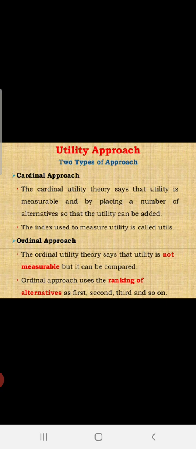Next one is the ordinal measurement. That ordinal measurement is given by Allen and Hicks. Allen and Hicks were two economists. They said that actually in real life people are not counting their satisfaction in numbers. Instead of that they are showing their satisfaction by giving the preference.